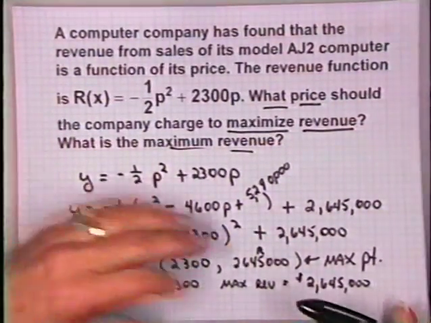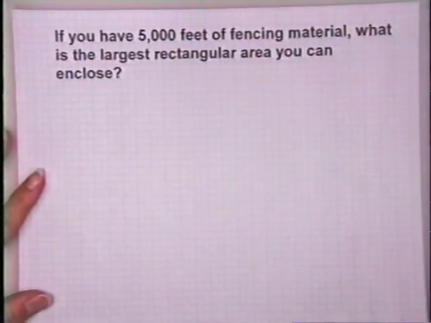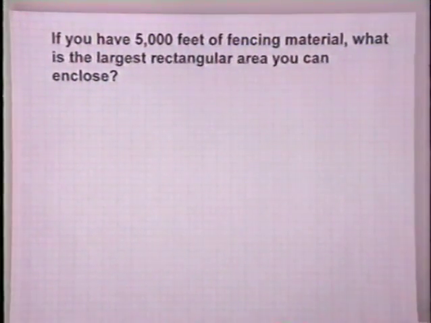I have one other word problem that I want us to look at. This is a little bit different. If you have 5,000 feet of fencing material, what is the largest rectangular area you can enclose? Now the reason I said this is a little different is you'll notice here we do not have an equation given to us like we did in the last example. We're going to have to come up with our equation. But I think we can do that.